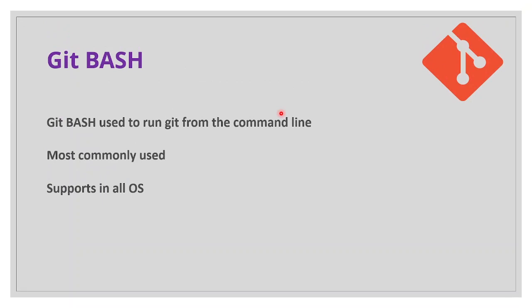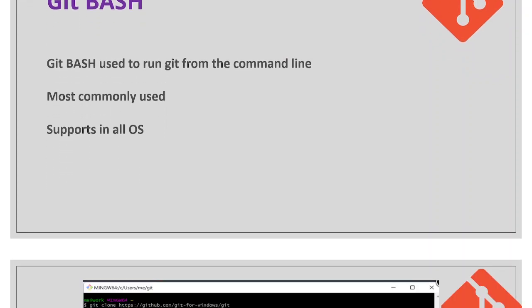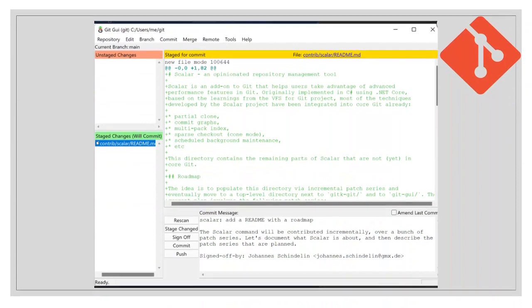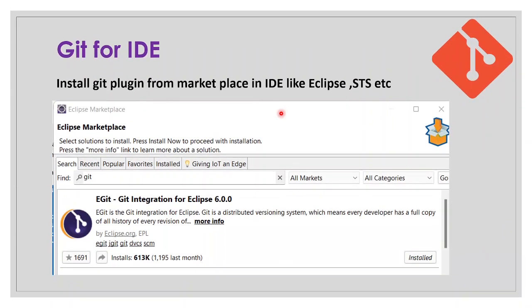So with Git Bash, whatever operations you are going to perform will be in a command line. This is one way of communicating with Git. Yes. There is the other way where you can use a Git UI. This is one of the other ways where you can do operations with Git from the IDE. Okay.